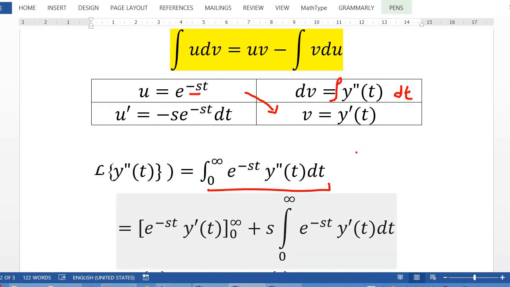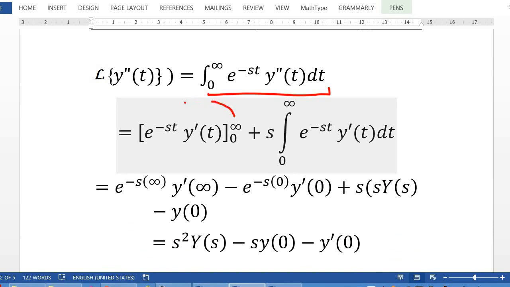And to solve this integral, we use integration by parts, where the result is uv, which is e^(-st) y'(t), since the limit of the integral is from 0 to infinity. And remember, minus the integral of v du. Here, du is negative s e^(-st) dt, so minus with negative becomes plus s times the integral of e^(-st) y'(t) dt.